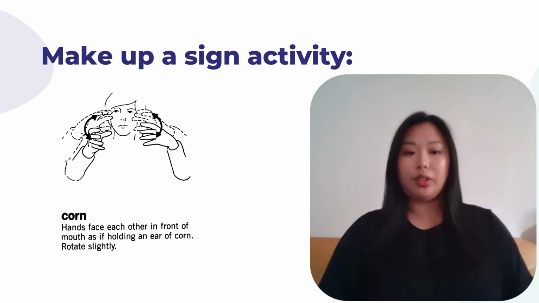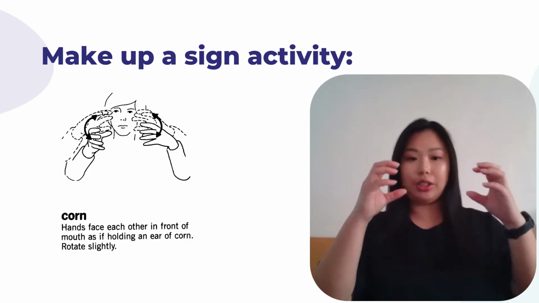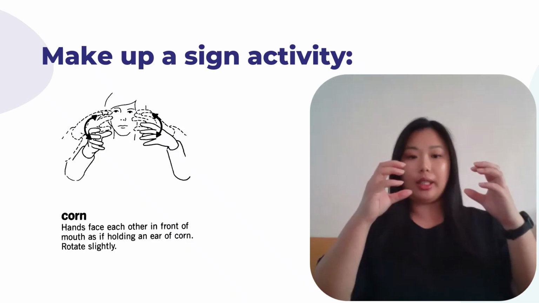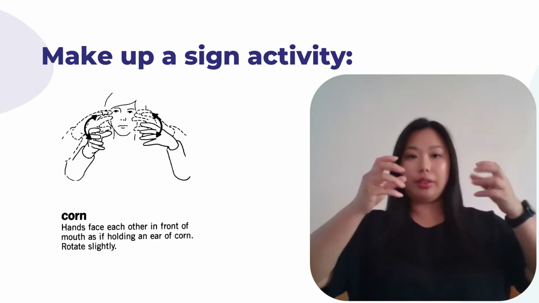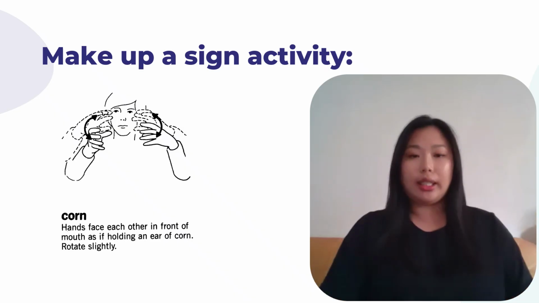So the sign for corn is you have your hands face each other in front of your mouth as if holding an ear of corn and rotate slightly. Corn. When using sign in the total communication approach, it's okay to not have the exact sign.